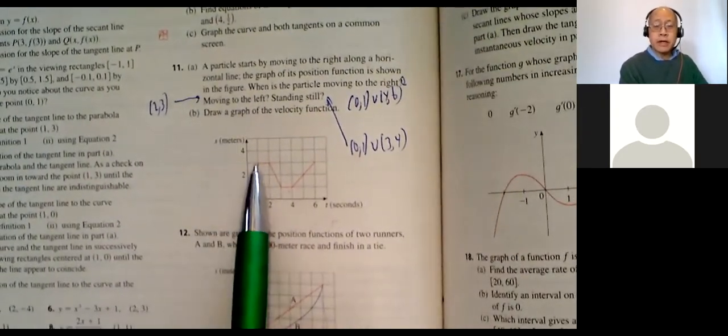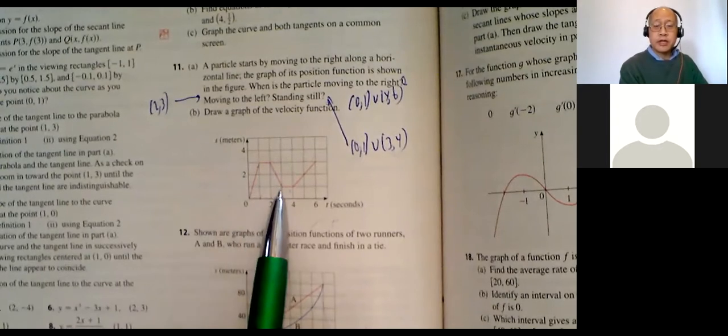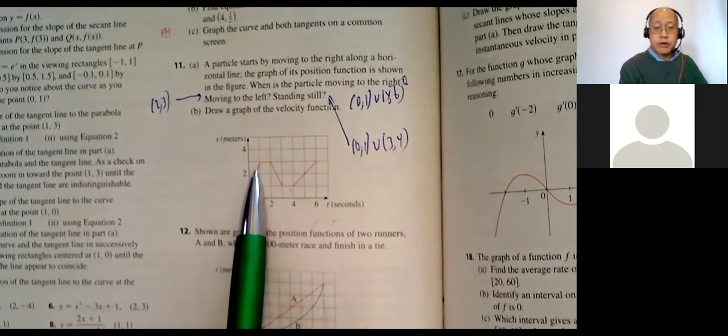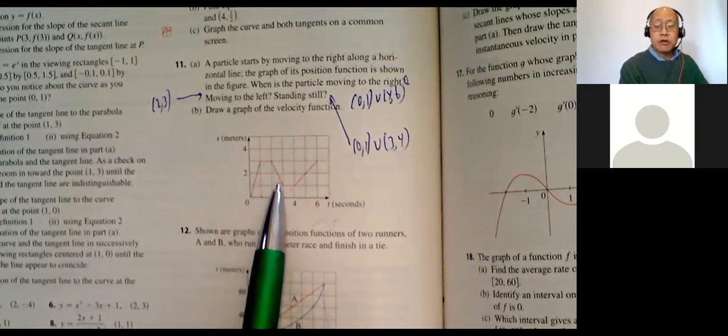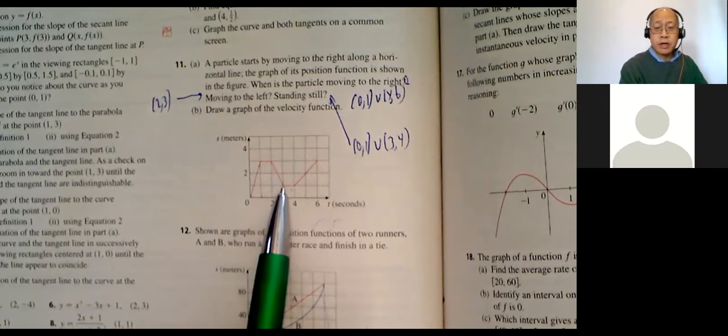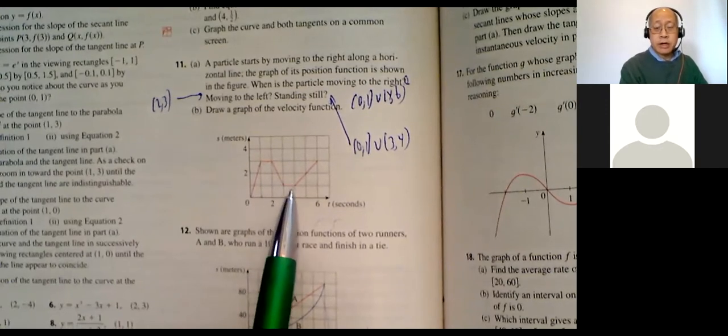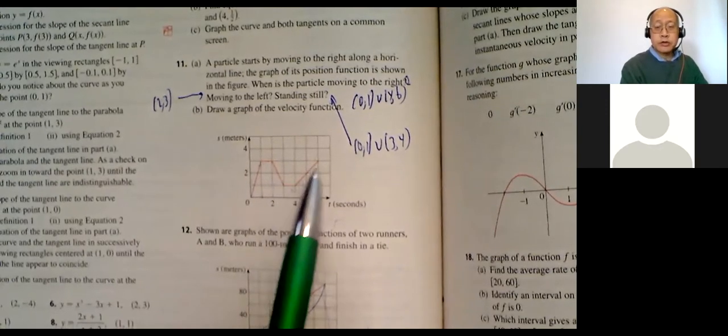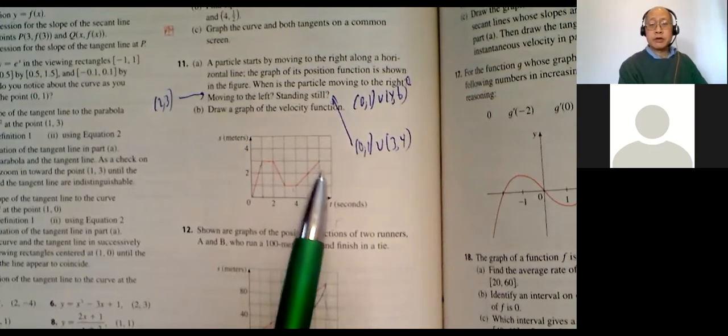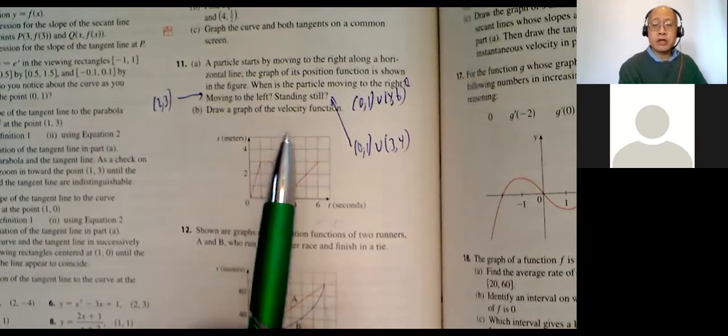Okay, so moving to the right, standing still. Moving to the left, because you went from 0 to 3, you're still at 3, then you walk backwards to 1. That means you're moving to the left. Then you stand still, because you're still at a distance of 1, and then you go to 2, and then you go to 3. Right, so then again, you're moving to the right. Now, draw a graph of the velocity function.